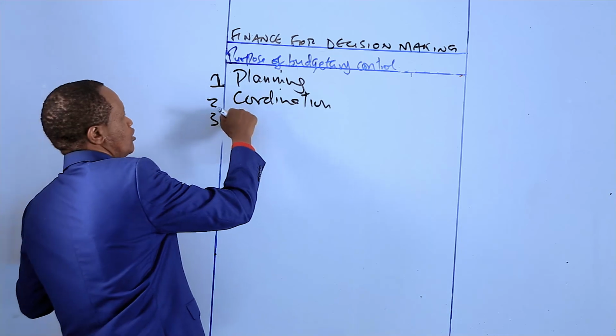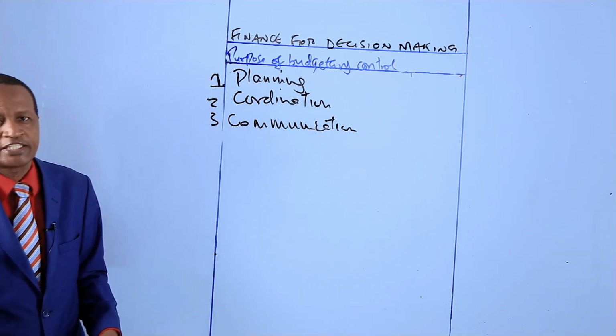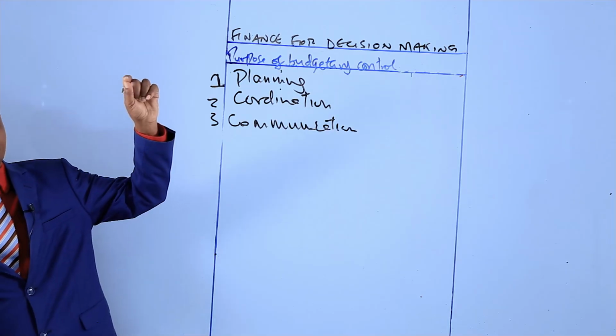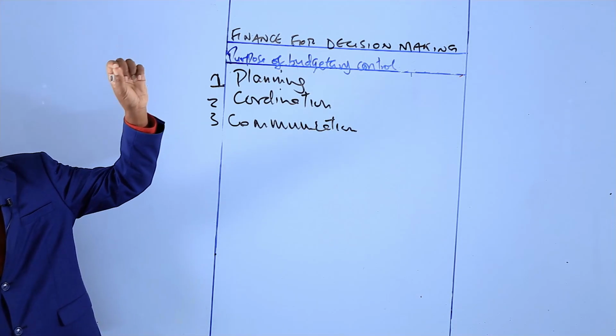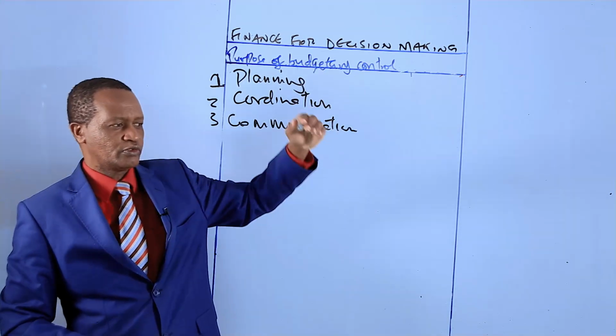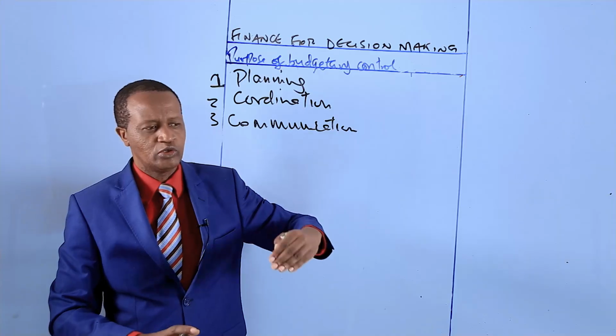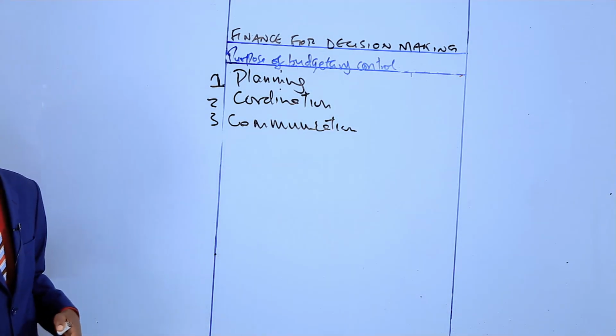Three, communication. That means communicating the top management's expectations and financial targets to all levels of the organization. Communication from the top management to all the lower levels of the organization is another purpose of budgetary control.